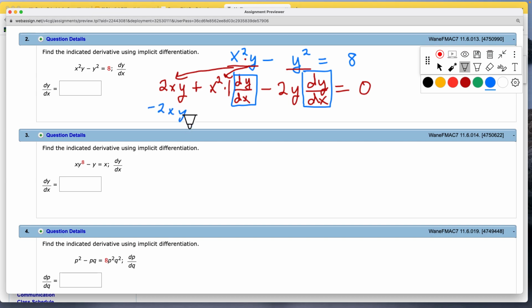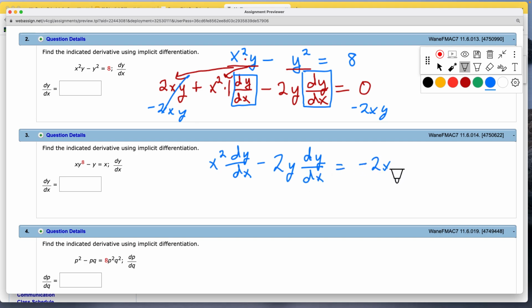So 2xy goes to the other side. Notice it's positive here. It'll become negative over here. That's 0, and I'll just come down here. I'm going to do x squared. I'm going to get rid of that 1 because it kind of is in the way. So just x squared dy dx, minus 2y dy dx is now equal to negative 2xy because that's 0 minus that. So it's getting a little bit cleaner.